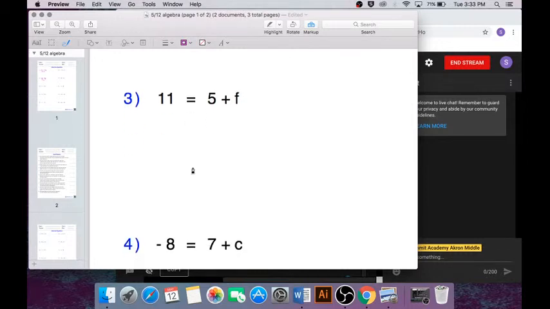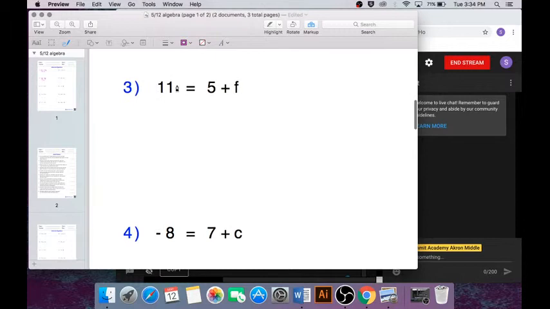Number 3, we have 11 equals 5 plus f. First thing we do is identify our variable of f. We're going to look at what's attached to it. We have a positive 5. So the opposite of a positive 5 is a negative 5. So we're going to subtract 5.